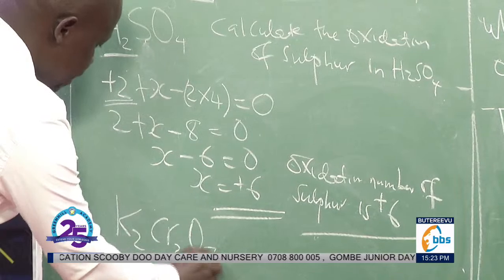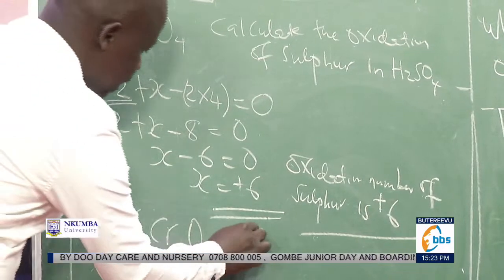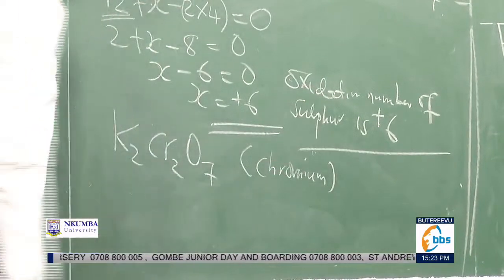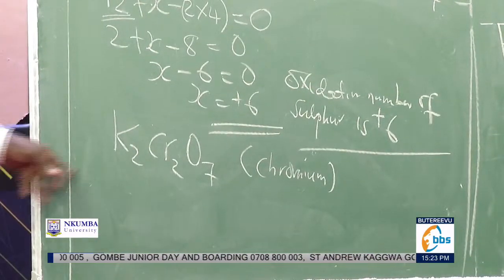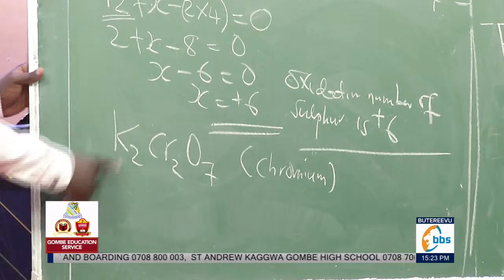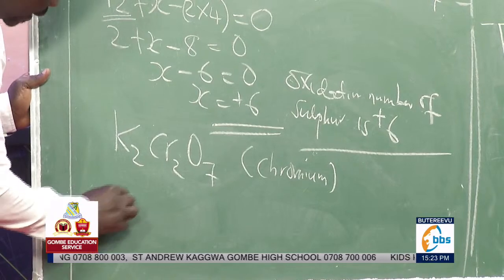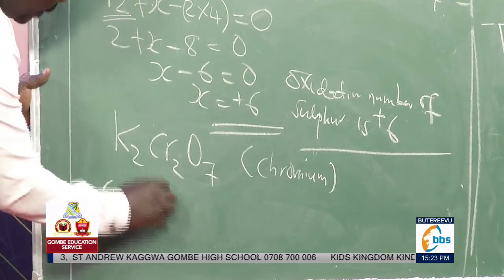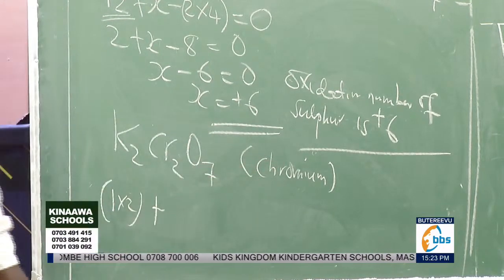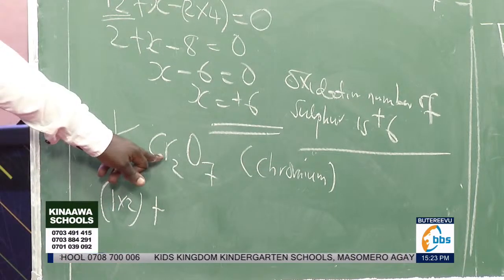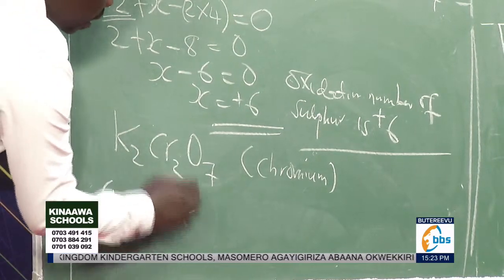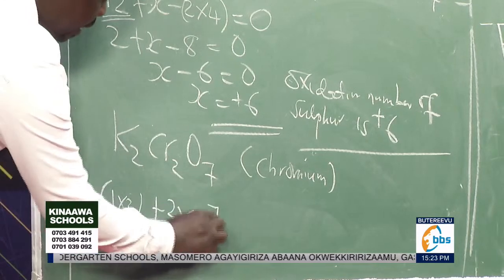Another example, we can get the state in potassium dichromate. Let us get the one for chromium. How do we do this? Potassium has a state of positive 1 because of the metal, so it becomes 1 times 2. Chromium is unknown because that's what we want to get. You make it X. But we have 2 of them, so you say 2x. Then oxygen is a nonmetal, that's minus 2 times 7.